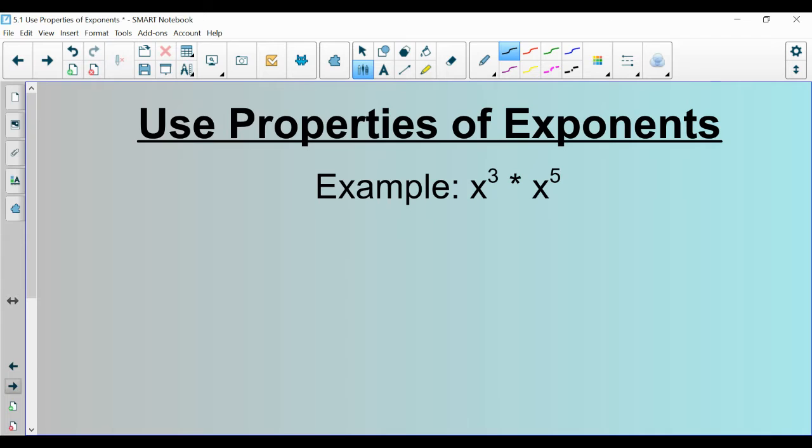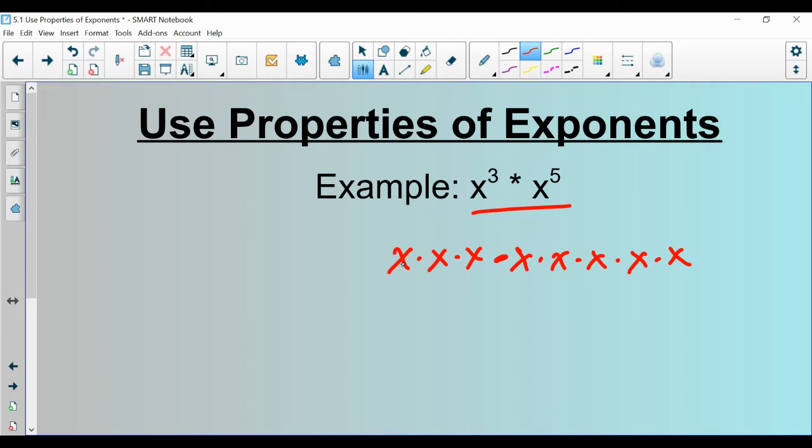The goal of the properties of exponents is we want to be able to simplify statements like x to the third times x to the fifth. If you were just looking at this, you might guess that this is equivalent to x to the 15th, but that is not true. If we think about what x to the third means, that means x times x times x, right? Then we're going to multiply that by x to the fifth. That would be x times x times x times x times x.